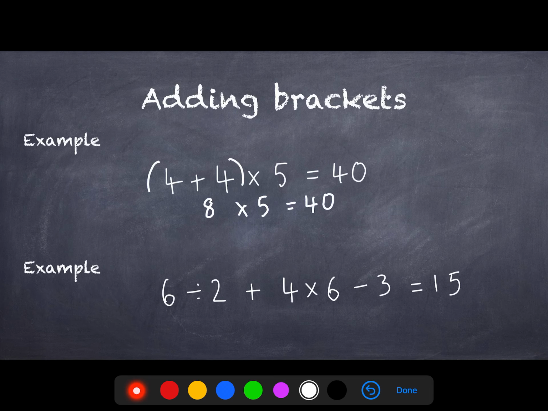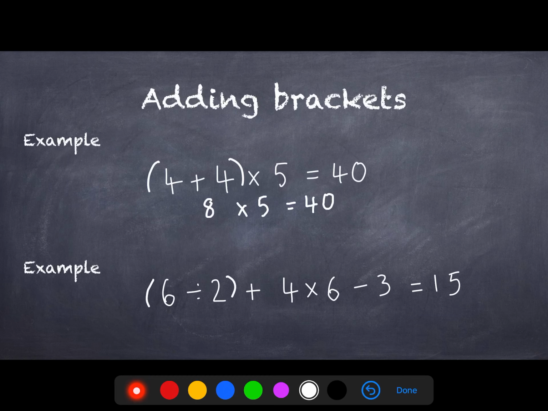The next one, as it stands, let's check if it's correct. So I've got 6 divided by 2, that's going to give me 3. 4 times 6 would be 24. So I've got 3 plus 24 minus 3, that is going to be 24, not 15. So it's not correct as it stands. I need to add some brackets in there to make it correct. Okay, so let's have a look, see where I could put them.